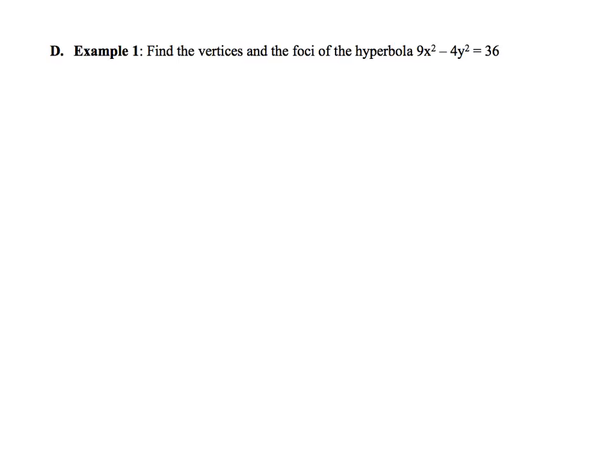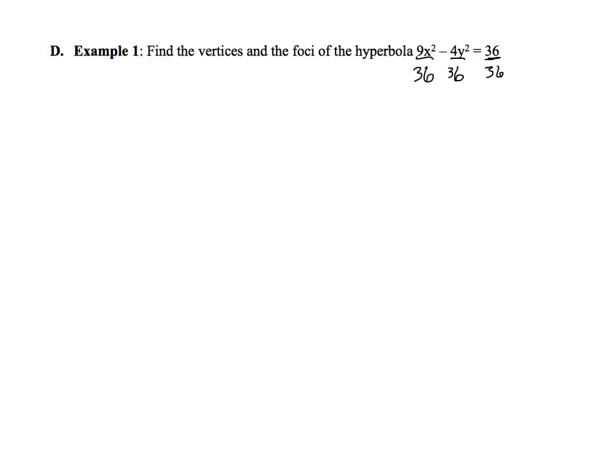So the first example gives you the equation. We need to find some different parts of the picture. And just like the ellipse video, you're going to notice that it's not set up the right way. We need to, again, get this side to equal 1. So I want to divide every single part by 36.